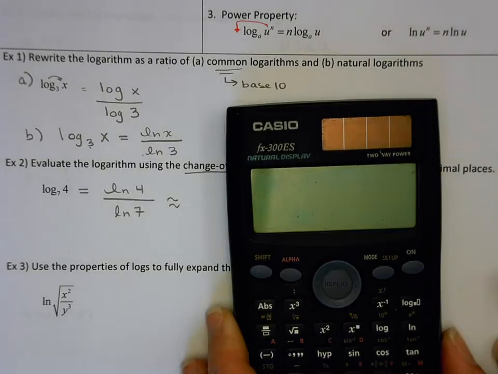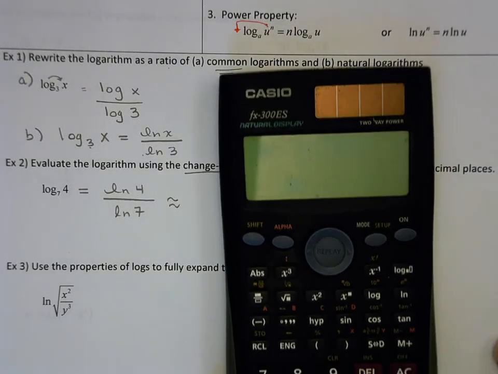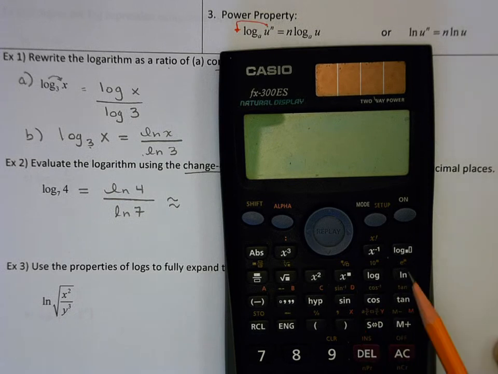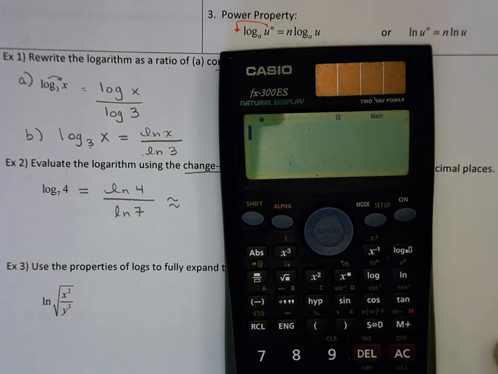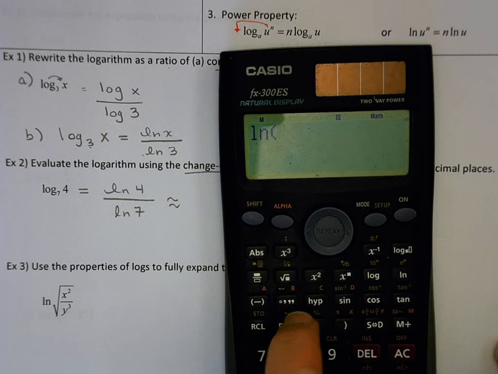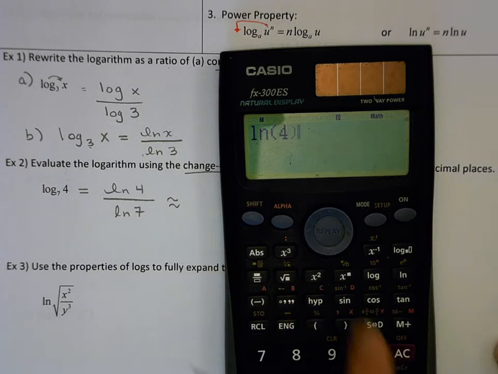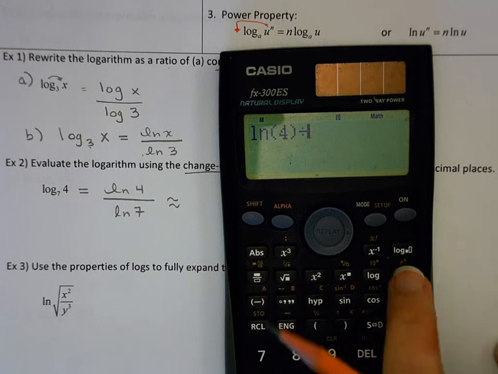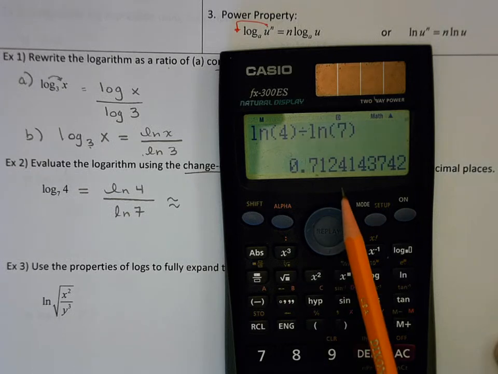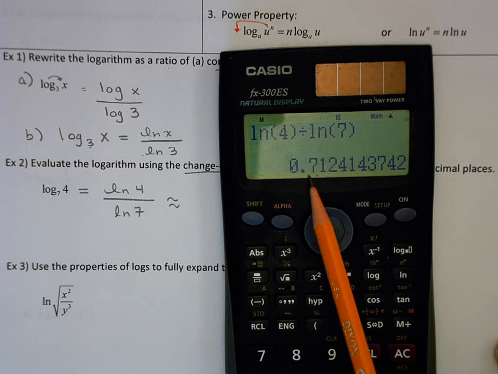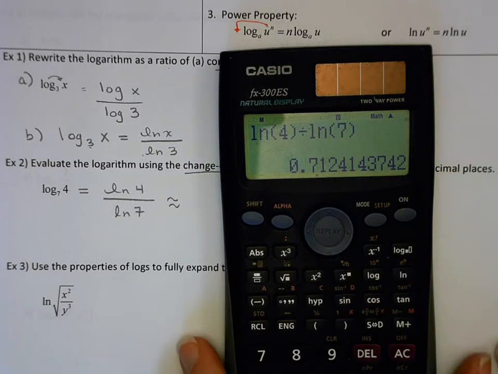And so here's my calculator. I have a natural log button right here, though everybody else's might be somewhere different. I'm just going to turn on, and do the natural log of 4. Make sure you close your parentheses, so there's my top, and then divided by the natural log of 7. You can also use your fraction key, it doesn't matter. And then hit equals. It says to 3 decimal places, so for me it'll be 0.712, to the nearest thousandth.